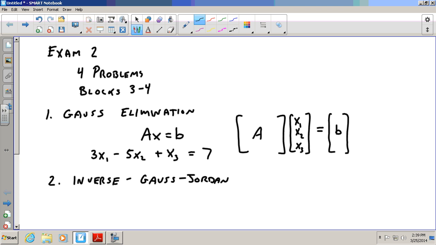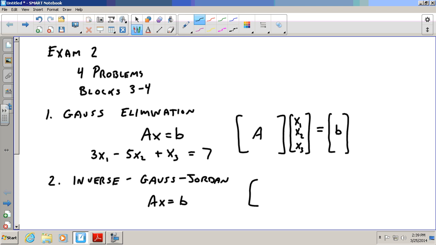Okay? Now, Gauss-Jordan is just like Gauss. I mean, we're trying to solve the same problem here. But the advantage of Gauss-Jordan is that you can actually use a numerical technique to calculate the inverse of a matrix. And recall what you do.